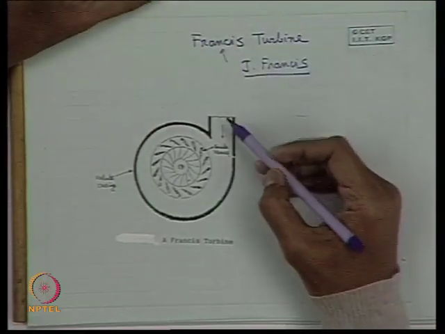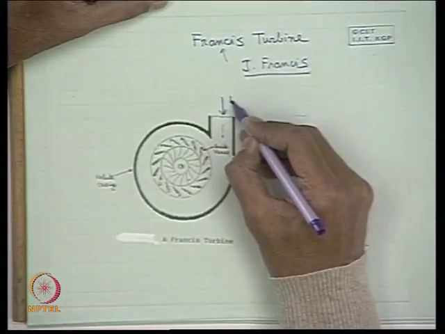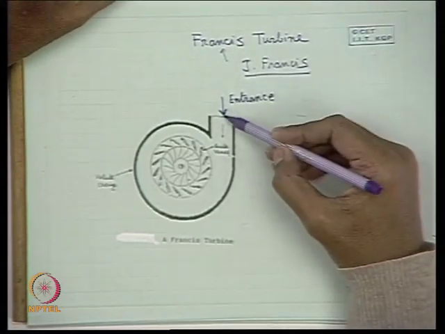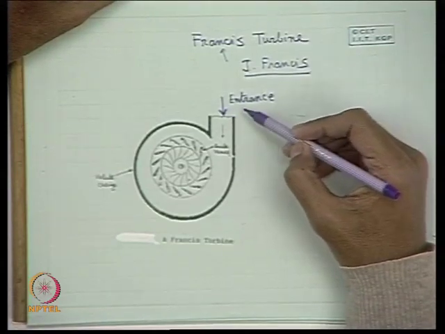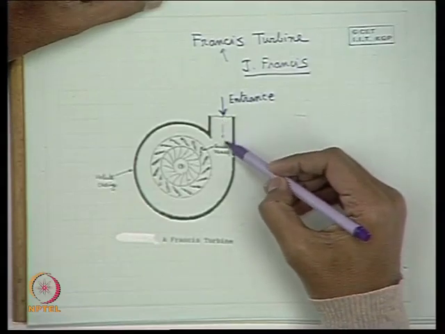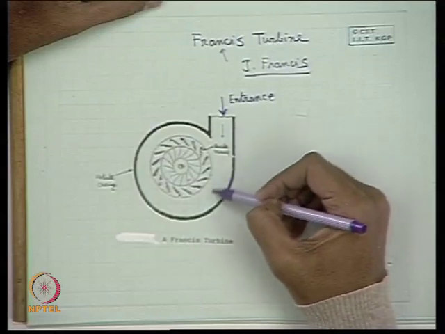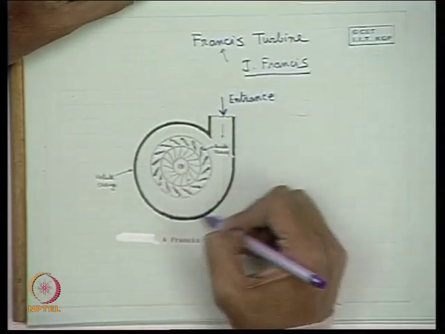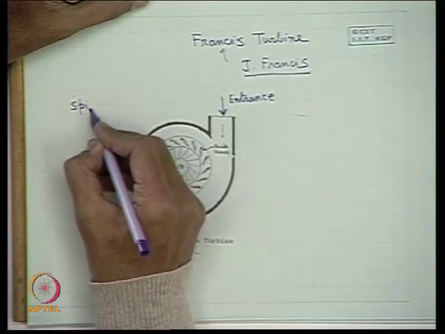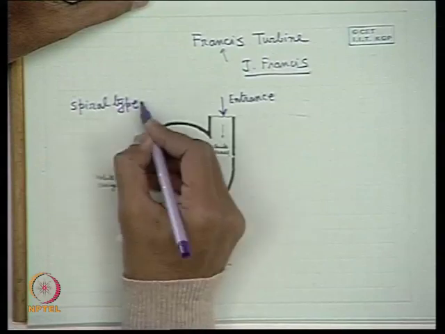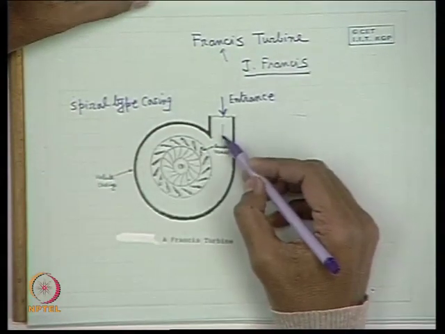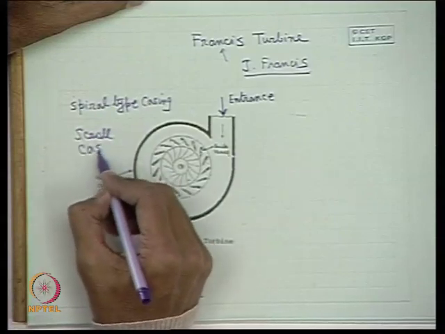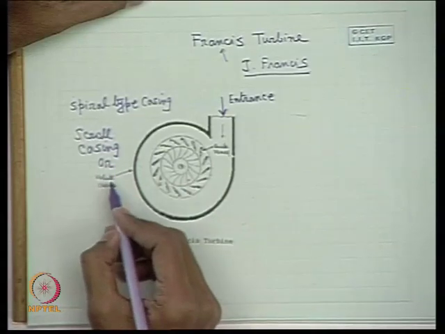Now the main components. This is the main entrance of the fluid, which has both high velocity and pressure. The energy the fluid possesses here is in the form of both kinetic energy and pressure energy. Then it flows through a typical cross section where, in the direction of flow, the flow area decreases. This is a spiral type casing, the first component of the machine, which is known as the scroll casing, or volute casing.